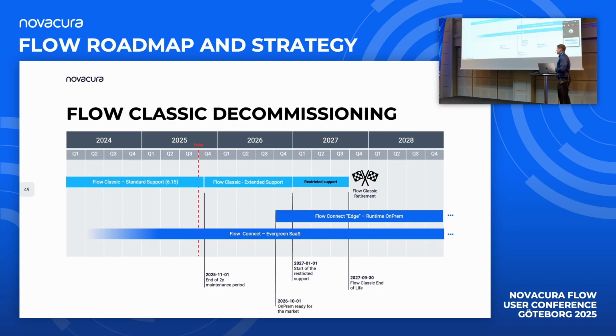Now, we're doing this because we also are working right now on Flow Connect and the runtime on-premise capabilities, and we do know that some of our customers require this. Now, Flow Connect Edge, which is the runtime on-premise, will be delivered at about the end of Q3 of next year. This will allow our customers to still stay on that restricted support and be able to convert over into runtime on-prem if they need it.